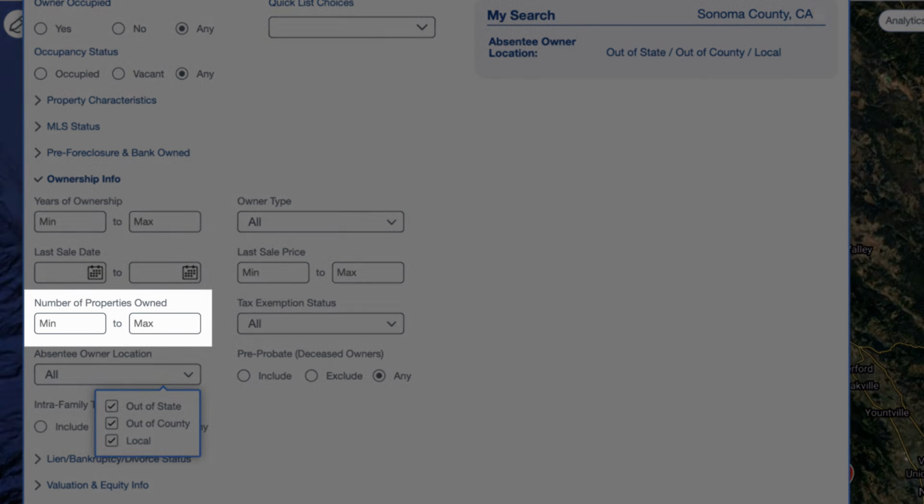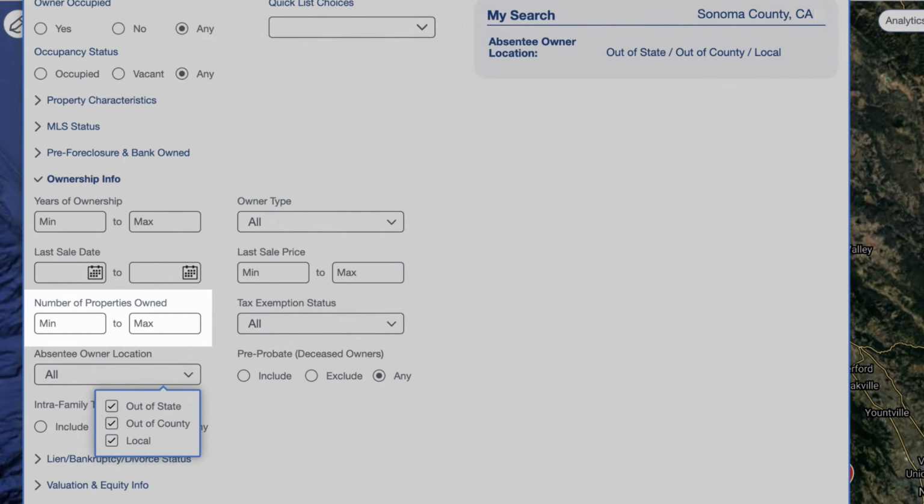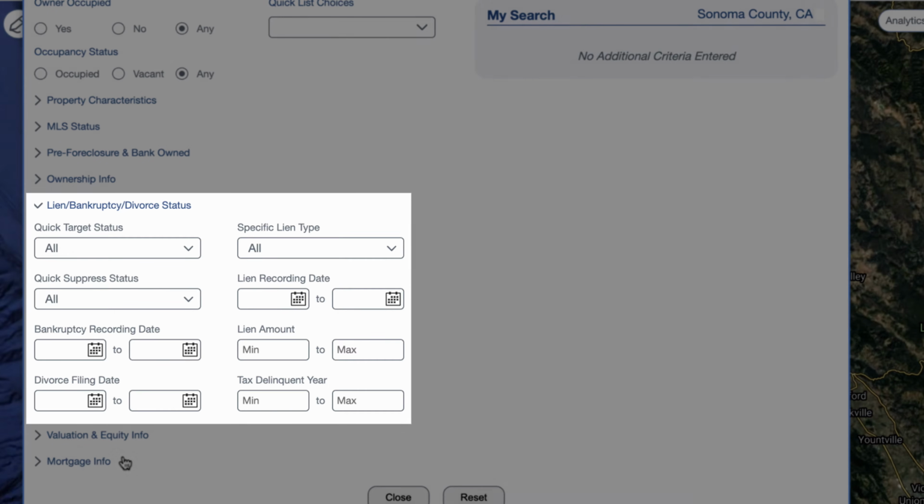And you can also filter based on the number of properties owned. So say if you wanted to target portfolio owners who own at least 2 or more properties or 5 or more or 10 or more or whatever. I know sometimes you'll come across a motivated seller because they're replying about a single property you contacted them about. But guess what? They also own 20 others that they also want to sell. This is one way that you could narrow down your list and only contact people that own a lot of properties like that. And then lien, bankruptcy, or divorce status.